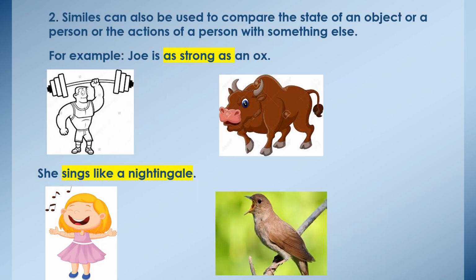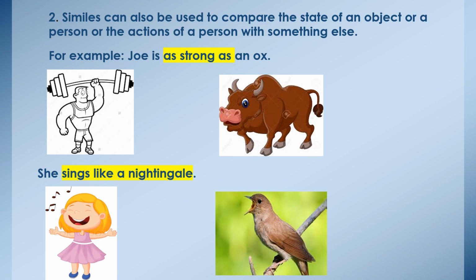Similes can also be used to compare the state of an object or a person or the actions of a person with something else. For example, Joe is as strong as an ox. We all know that ox is a very strong animal. This simile compares the health or strength or the state of being of Joe to that of an ox.